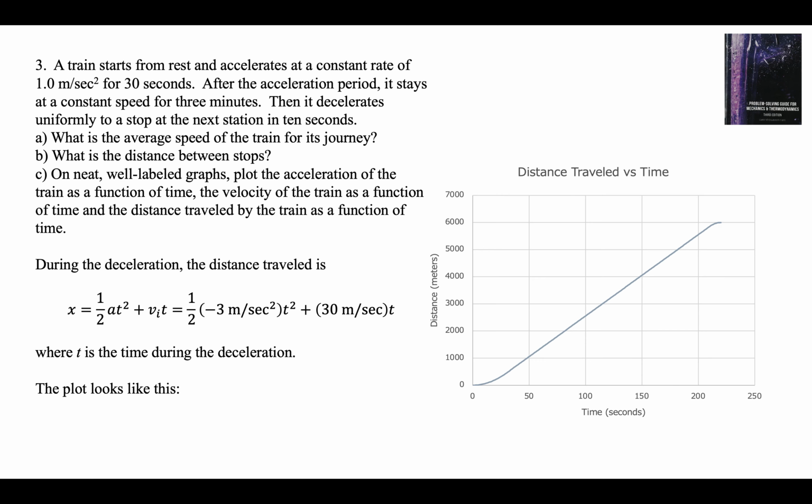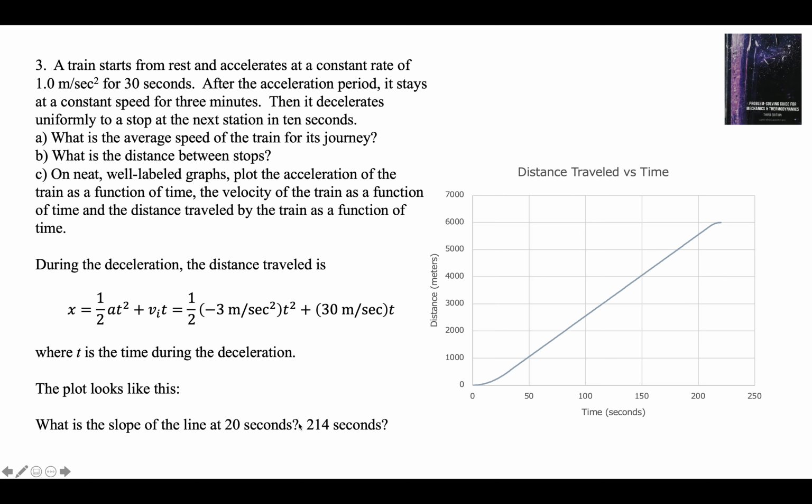So that's the problem. But let me ask you these questions. What is the slope of the line at 20 seconds? Right there. What's the slope of the line right here? What's the slope of the line at 214 seconds, which is right there? Well, the slope of the line is just the speed. So after 20 seconds, the train is going 20 meters per second.